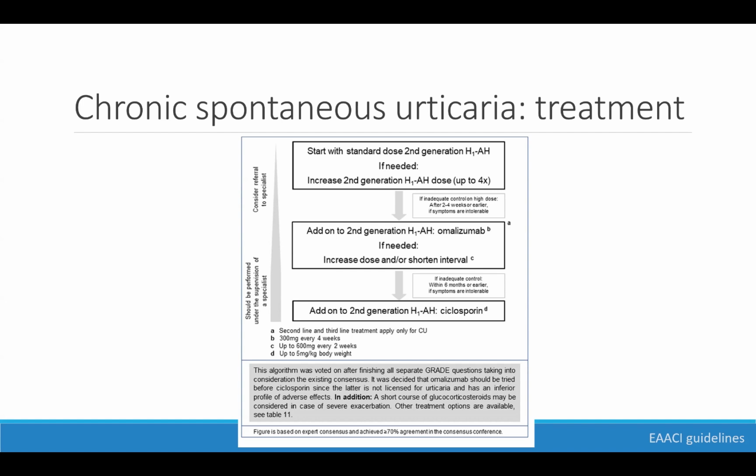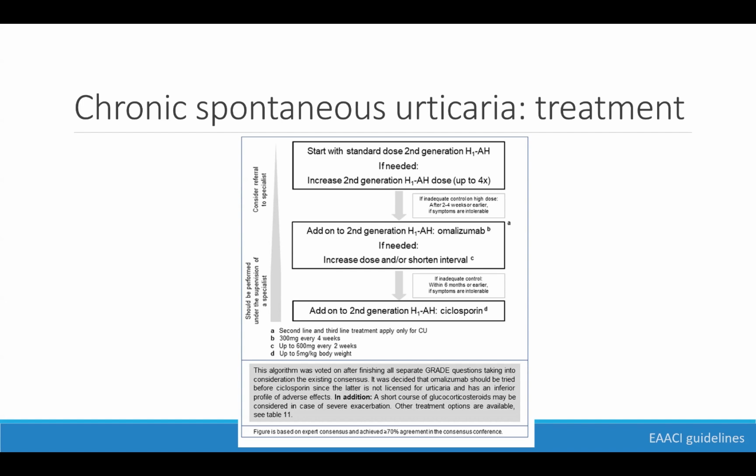In terms of the treatment of chronic spontaneous urticaria, you first start with a standard dose of second-generation H1 antihistamines. If needed, increase the dose up to 4 times the usual dose. If there is inadequate control on high dose, after 2 to 4 weeks or earlier if symptoms are intolerable, you can add on omalizumab. The dose is usually 300 mg every 4 weeks, and if needed, this dose can be increased and/or the interval of dosing shortened, and this can go up to 600 mg every 2 weeks.